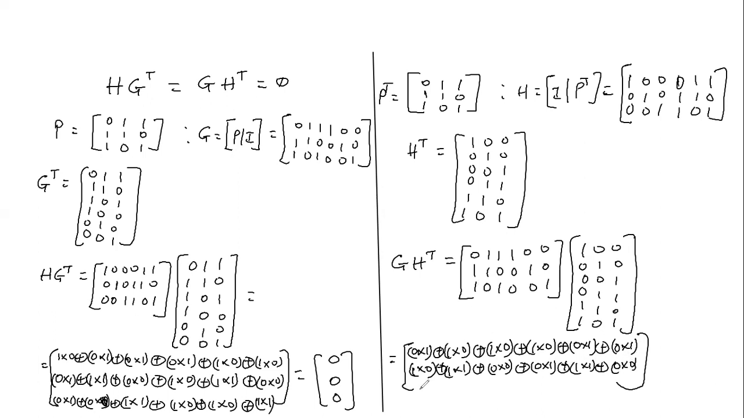So the next is 1 times 0, plus 0 times 0, plus 1 times 1, plus, so we're on the fourth one now, right? 0 times 1, plus 0 times 0, plus 1 times 1. So here, once again, we have 0 plus 0, this is 0 plus 0, plus 0, 0 plus 0, plus 0 plus 0, so this is 0.